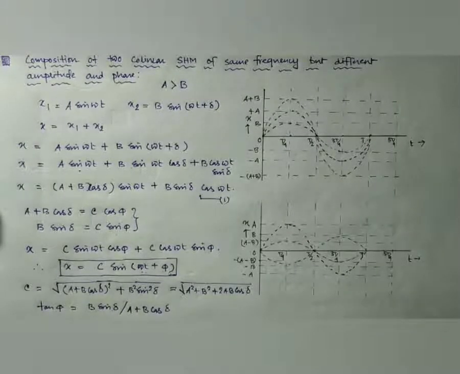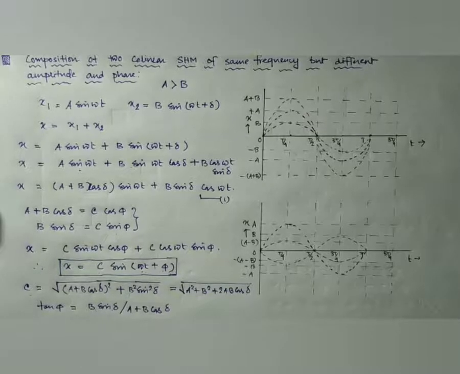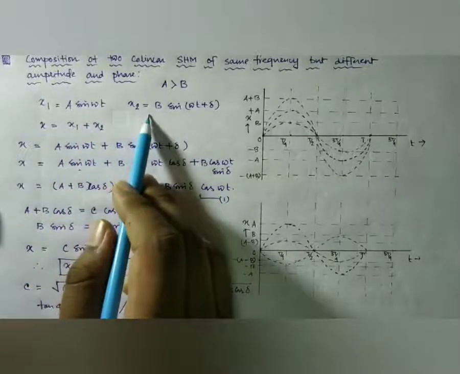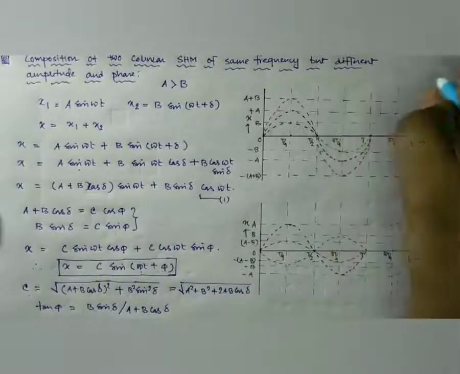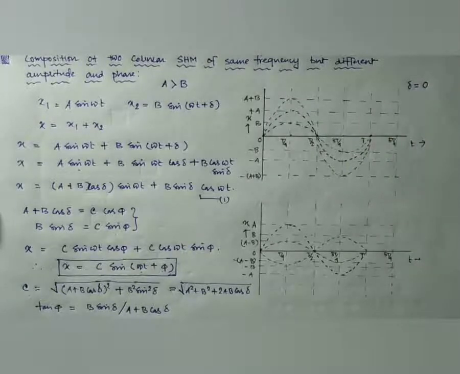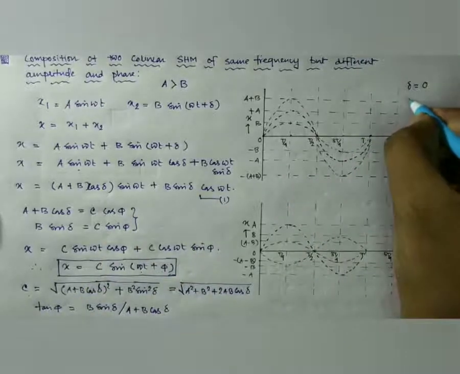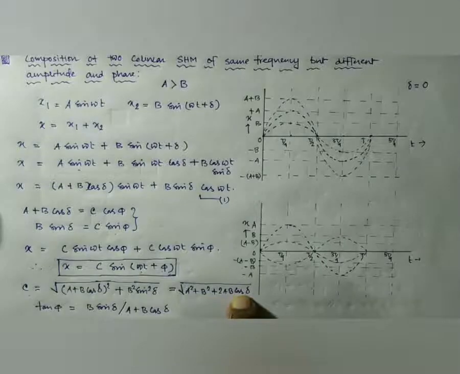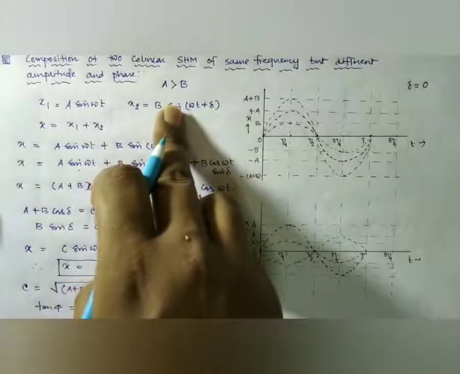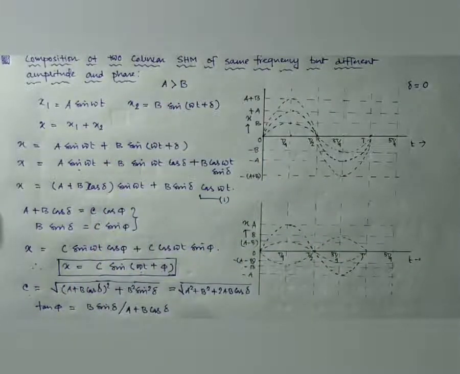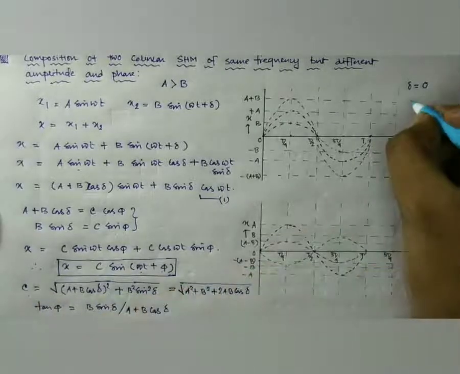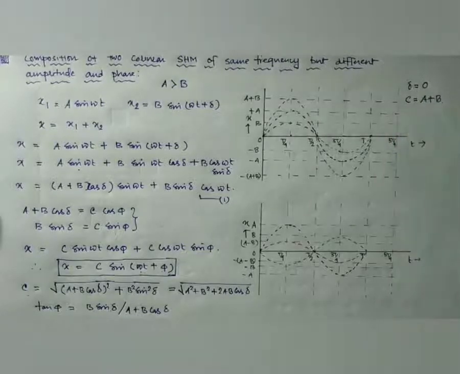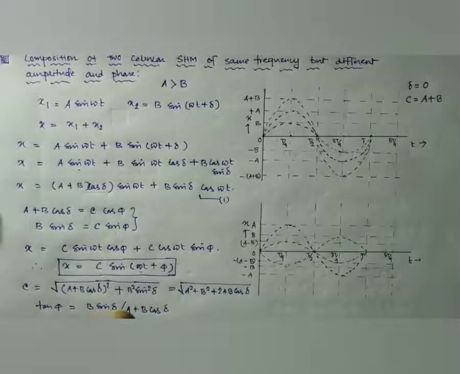Now to obtain particular values, we have shown two specific cases here. For the first one, where the two constituent simple harmonic motions are in the same phase, that is, they have phase difference 0, when delta is 0, then from this relation we have x equal to c sin(omega t plus phi). The amplitude c is root over of a square plus b square plus 2ab cos delta. If delta is 0, then cos 0 is 1, that gives c equal to a plus b, and from this relation we have tan phi equal to b sin delta by a plus b cos delta.